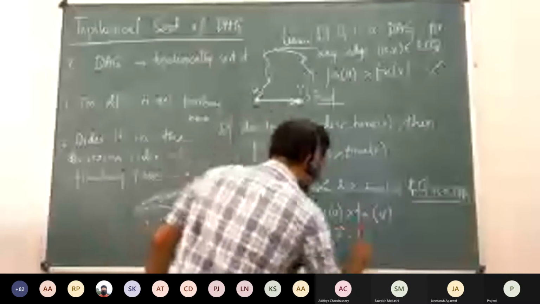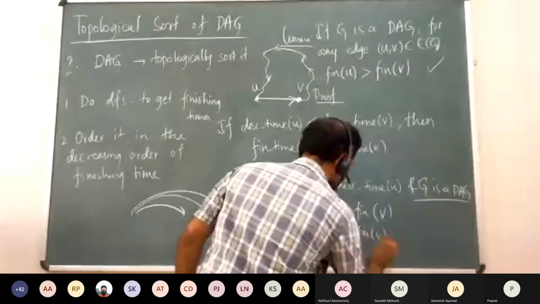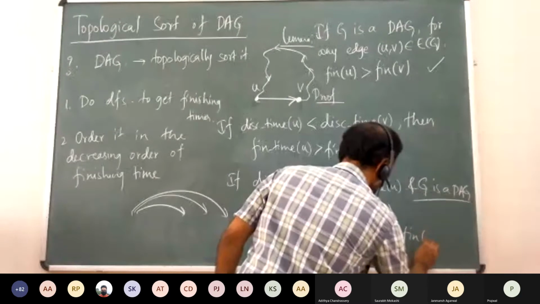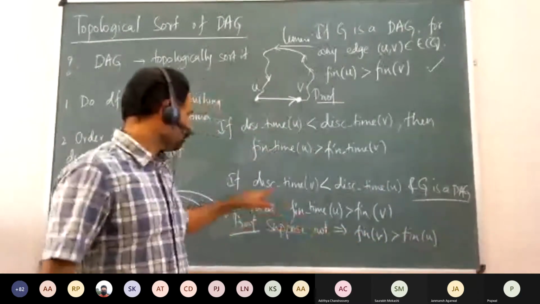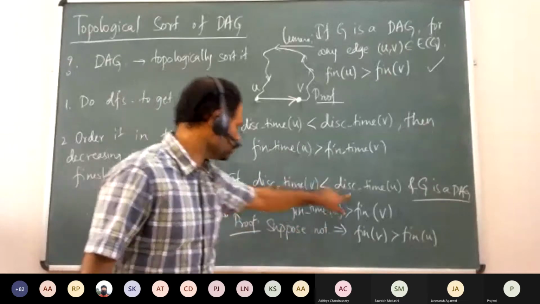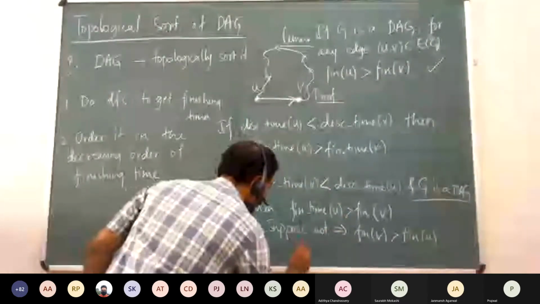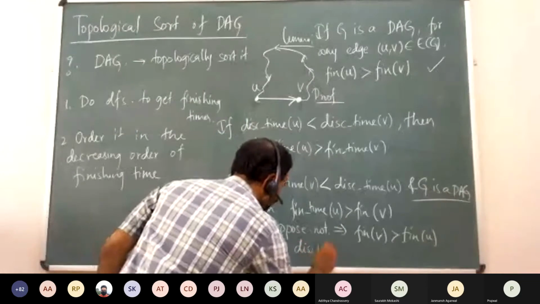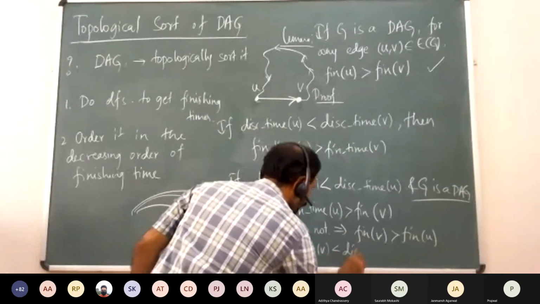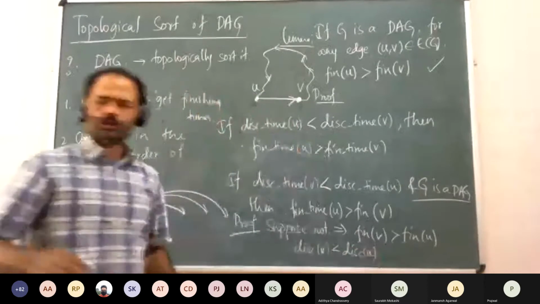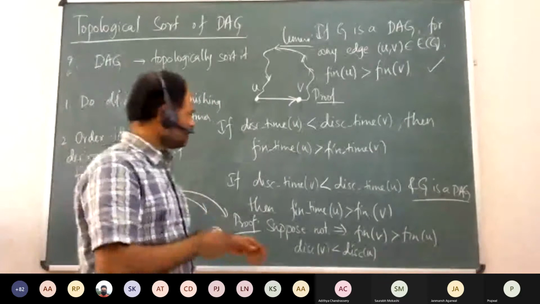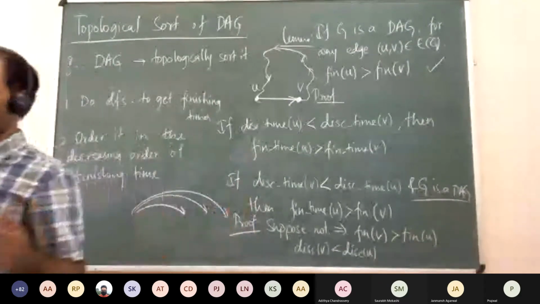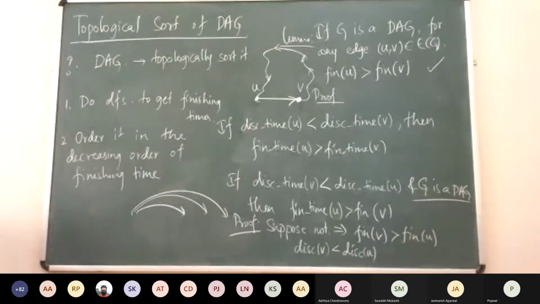What does this imply? The finishing time of V is greater than the finishing time of U, right? Suppose this is the case. Notice here that V was discovered before U, right? So the discovery time of V is less than the discovery time of U. If you consider this vertex U, it was discovered after V, and it is also finishing before V, right? So in that sense, it is in the subtree rooted at V, right?